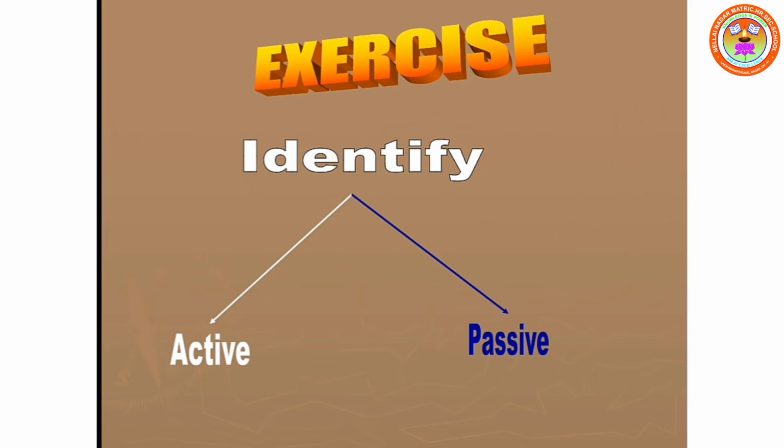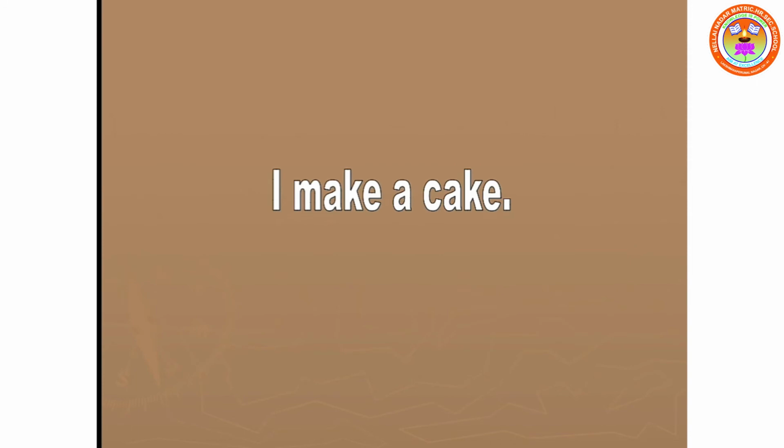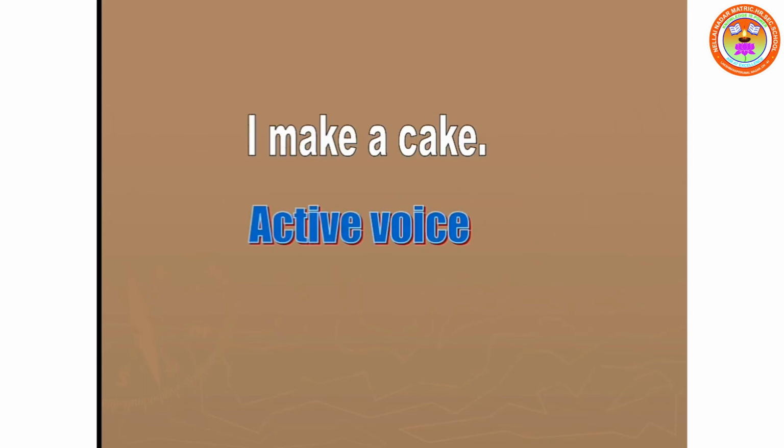Dear children, let us do an exercise for better understanding. Identify the following sentence whether it is in active voice or passive voice. First sentence, I make a cake. In this sentence, I is the subject. Make is the action. The action making is done by the subject I. So, guess the answer. Yes, it is in active voice.